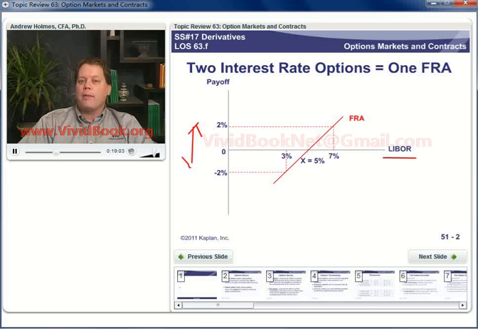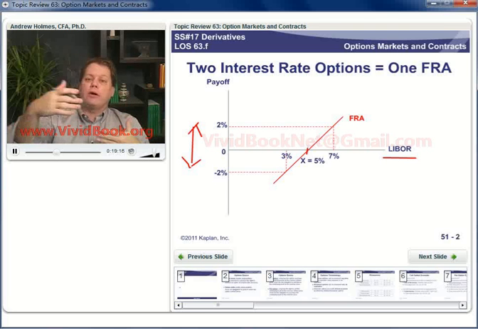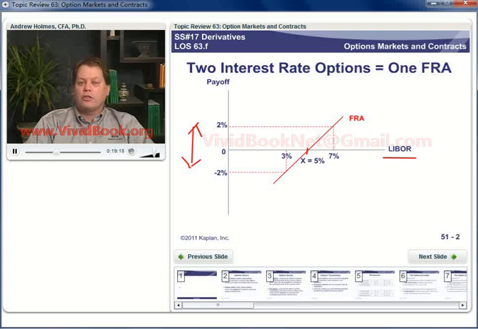What happens if we have an FRA that has a price of 5%? That's the contract price, or the fixed price, and interest rates end up exactly at 5%. Then we're going to borrow at 5% and lend at 5%, and that's not a way that you're going to make a lot of money. But what happens if LIBOR gets bigger, say up to 7%? Then as the long, I have the obligation to borrow at 5, but I can turn around and lend out at 7, so I'm going to have a profit, a positive payoff, when interest rates go up above the contract price.